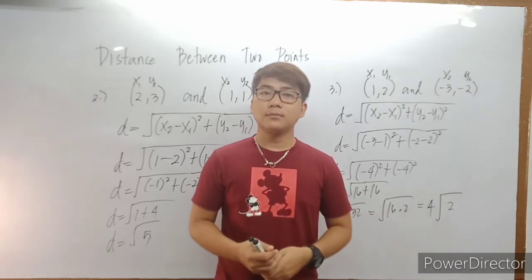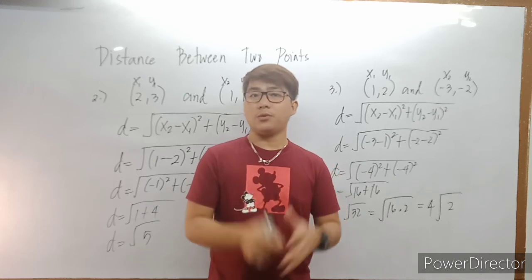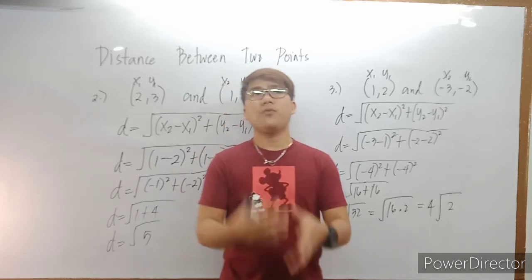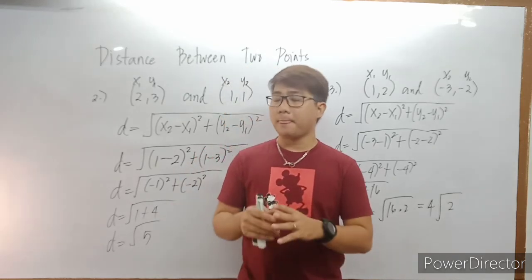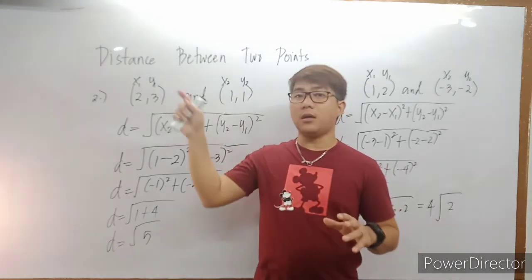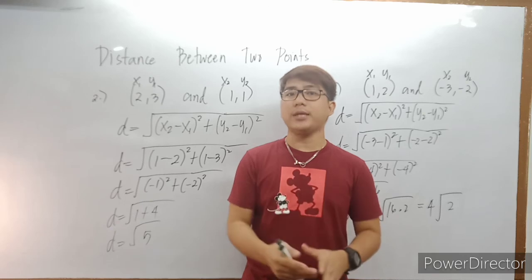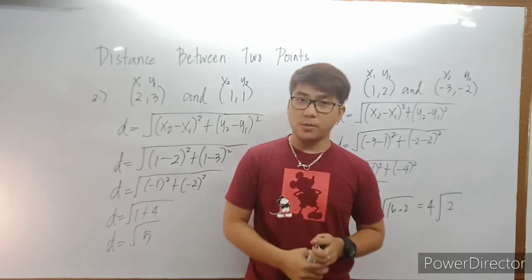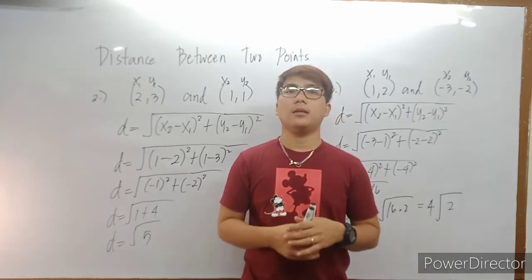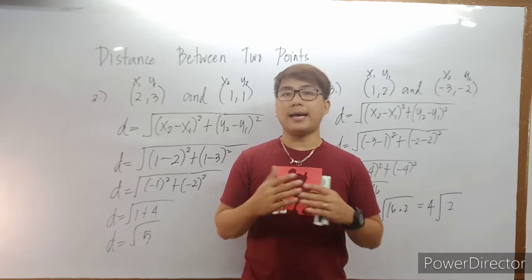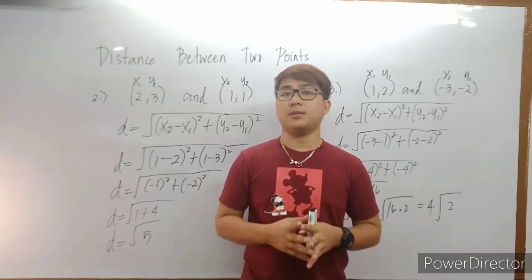Nagkakaintindihan? So, in finding the distance between 2 points, tandaan lang natin yung formula natin, the distance formula. So, d is equal to the square root of the quantity of x sub 2 minus x sub 1 squared plus the quantity of y sub 2 minus y sub 1 squared. So, nagkakaintindihan tayo in finding the distance between 2 points?